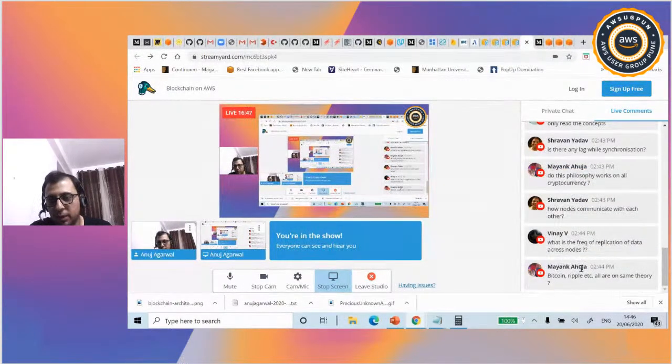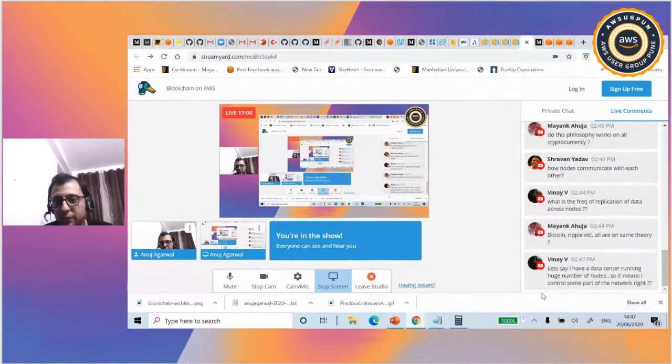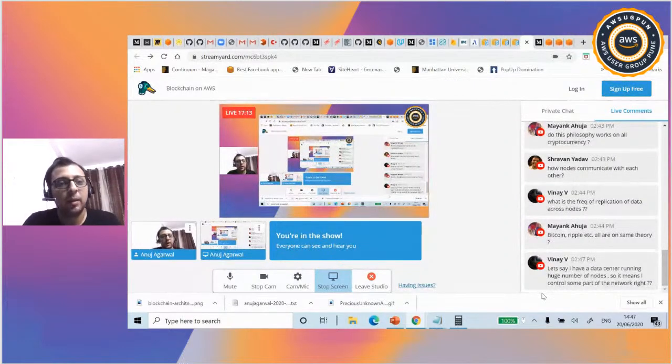Okay, one question, Mayank. Bitcoin and Ripple are on the same theory? Yes, this is on the same theory in terms of the blockchain, but how each and every platform manages it or actually codes it is different. I will take the question, but let me first go through why in 2007 and why blockchain or Bitcoin is so special and different.